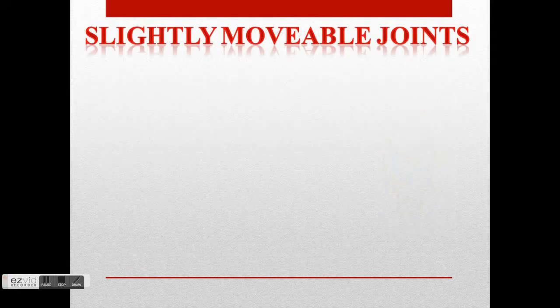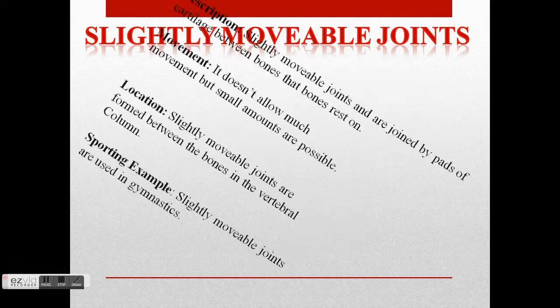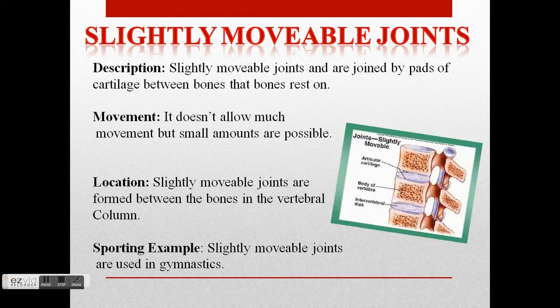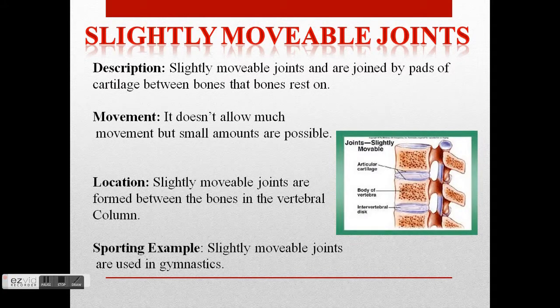Slightly movable joints. Slightly movable joints are joined by pads of cartilage between bones that the bones rest on. It doesn't allow much movement, but small amounts are possible. Slightly movable joints are formed between the bones in the vertebral column. Slightly movable joints are used in gymnastics.